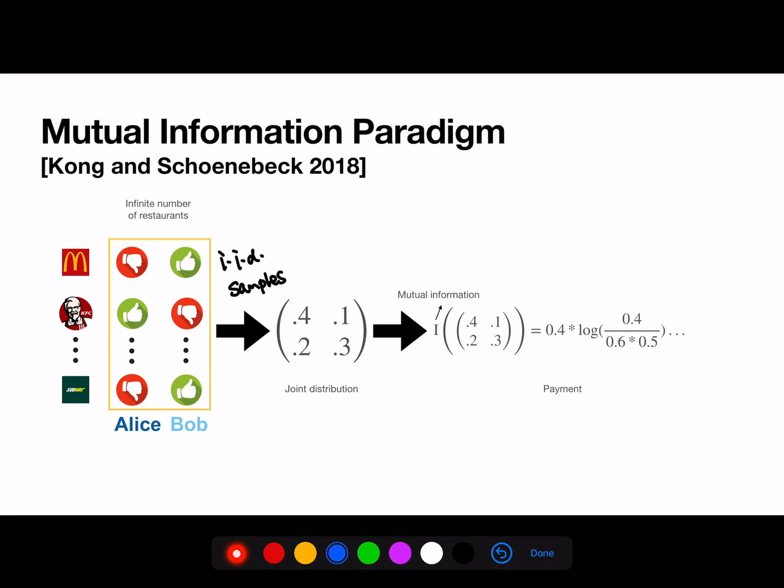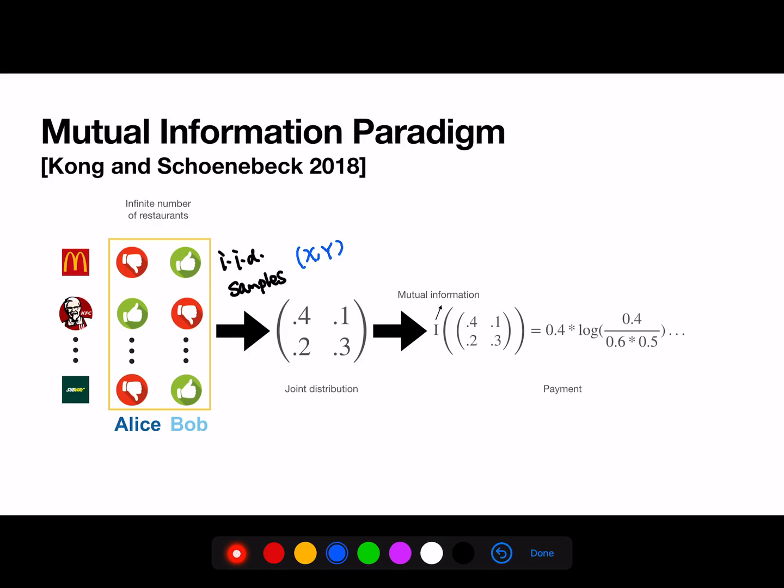We can see Alice and Bob's feedback as IID samples of some random variables X and Y. Because we have an infinite number of these IID samples, we can estimate the joint distribution between X and Y, and then we use mutual information, as defined by Shannon. Mutual information calculates the correlation between X and Y, and it takes the joint distribution of X and Y as input and outputs a non-negative value.